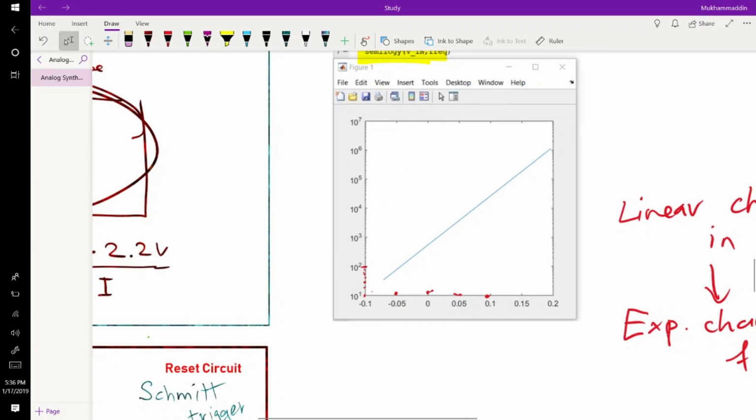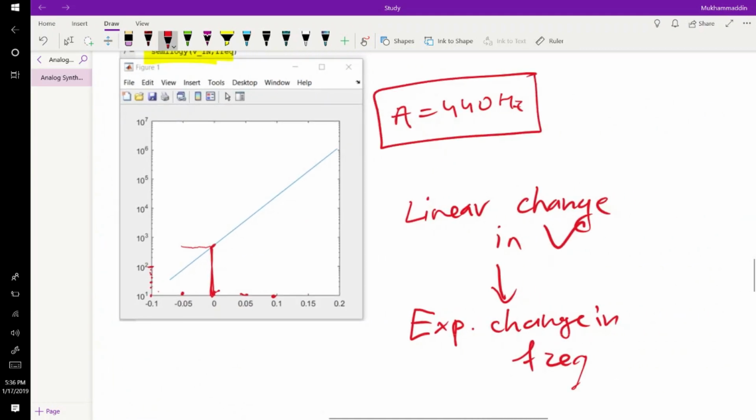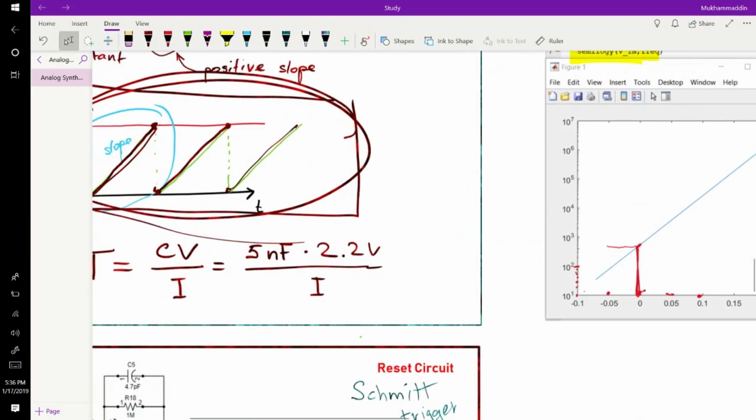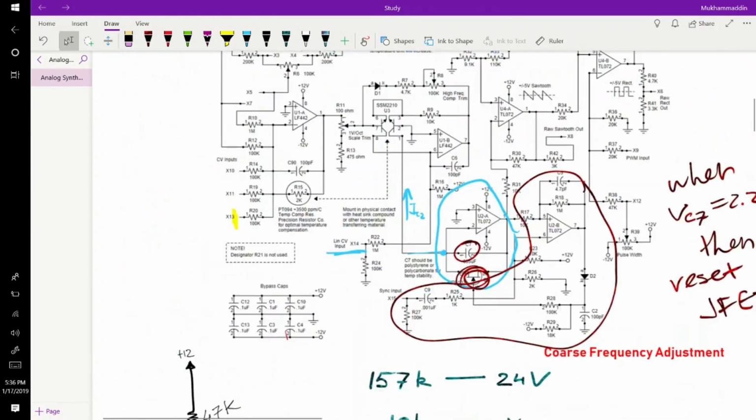And here you can actually find what note corresponds to what control voltage. So if we need note A, which is 440 hertz, let's try to find it. We have 100, 200, 300, 400. So 440 will be around 0. Around 0 volts will be our note A. So it's pretty cool. Okay, so how does this reset circuit work?